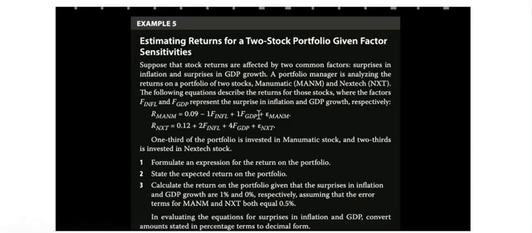And here are the two models. Notice we have a plus sign in front of the beta for Nextech, which means that if inflation comes in higher than expected, it's going to push up the expected return for Nextech, but it's going to lower the expected return for Manumatics.